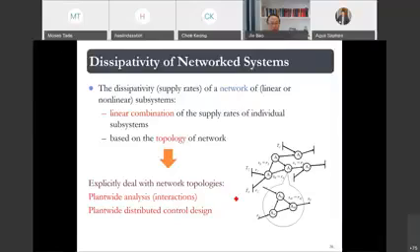Okay, so that's why we use dissipativity conditions, because in this way, we can use the dissipativity properties to derive the dissipativity conditions to explicitly deal with the network topologies of a process and the network topology of the controllers, and that allows plant-wide distributed control design.